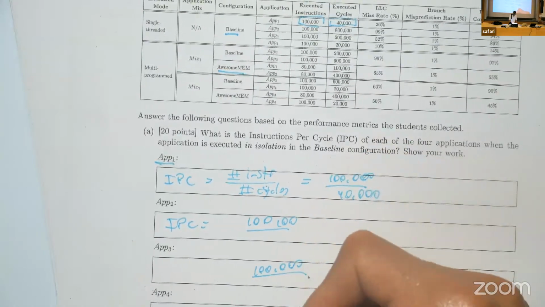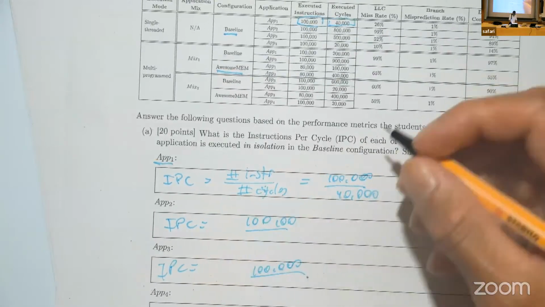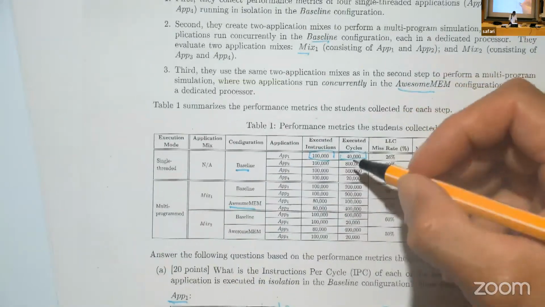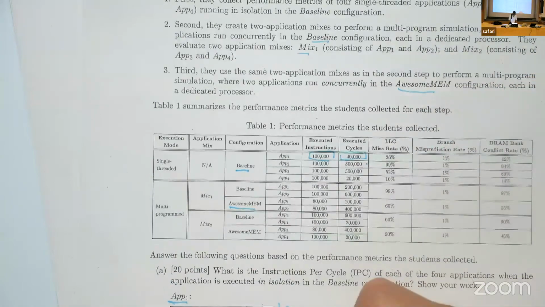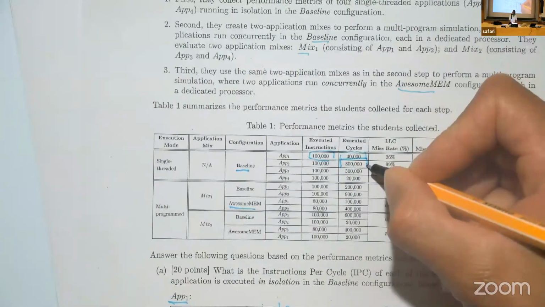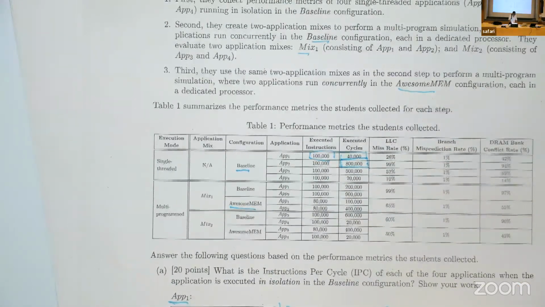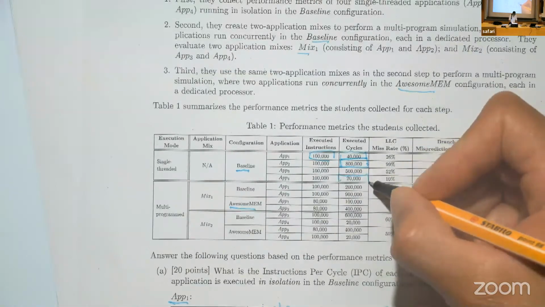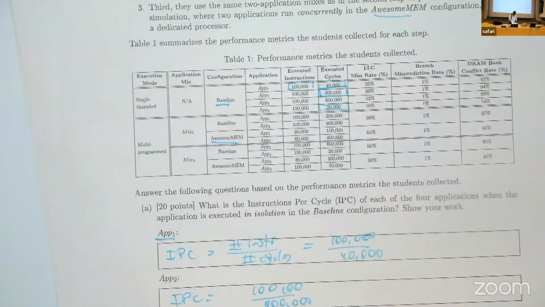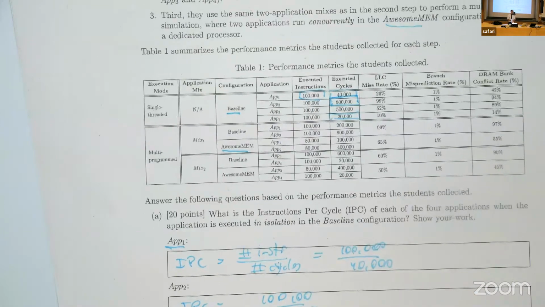And just, the number of cycles is going to change. It is 800,000 for app2 here. And then 500,000 and 20,000. Okay, this is good. Any questions here?